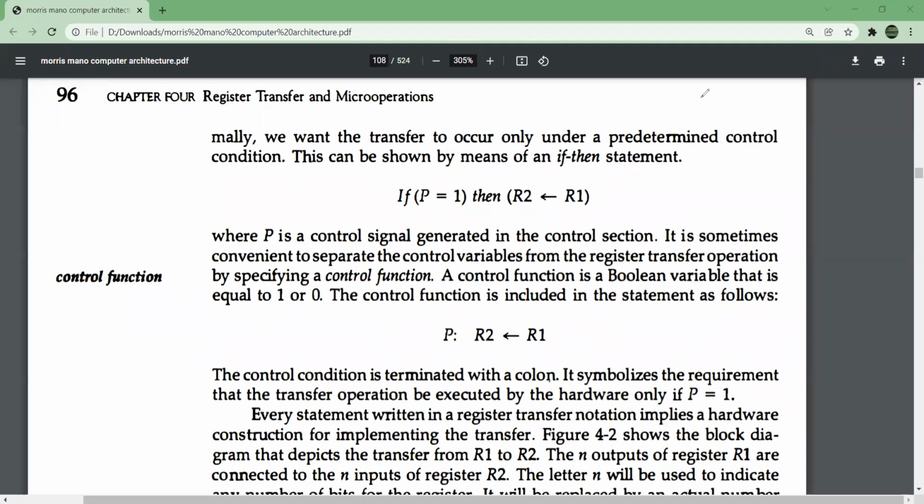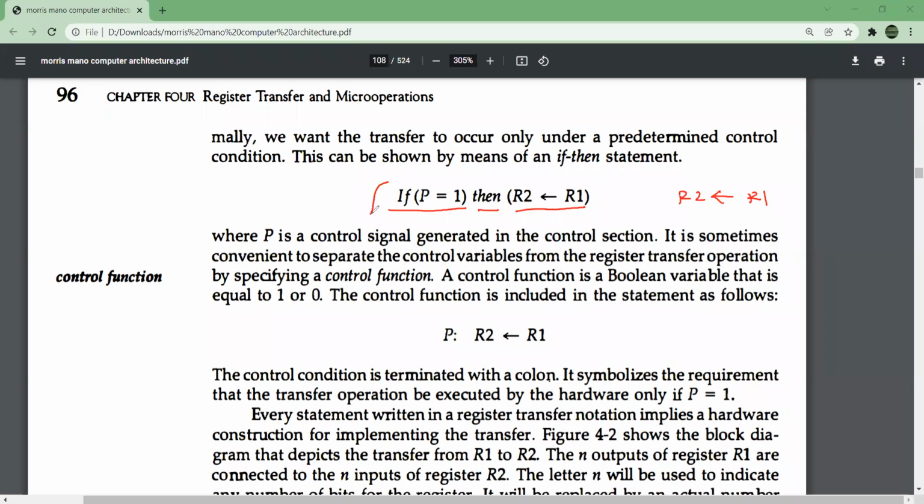Without control function, if I want to simply say, I will say if P is equals to 1, if the control signal P is 1, then transfer the contents of R1 into R2. हमने पहले क्या लिखा था? सिंपली R1 के कंटेंट को R2 के अंदर कॉपी कर दीजिए. But now we have put up a condition. If the control signal P is equals to 1, then only this transfer can happen.